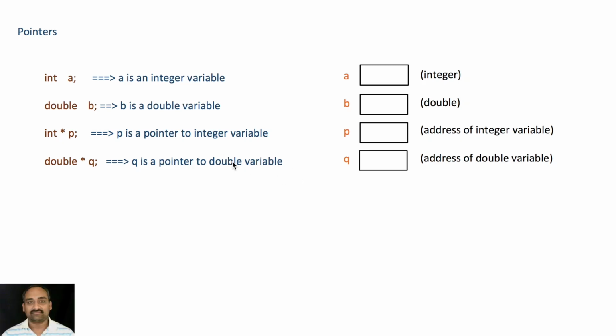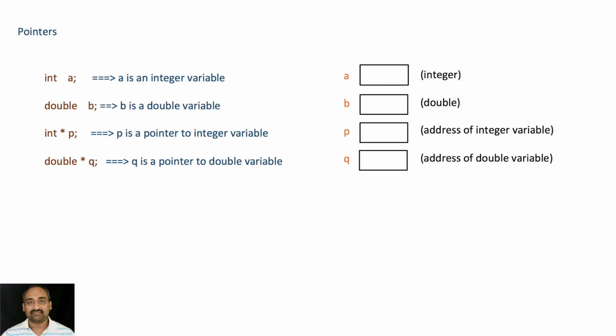So now we came to the most important topic, pointers. Now what is a pointer? People tend to find it difficult initially, but it is easy and straightforward if you understand it properly. So don't worry. So what is a pointer? A pointer is actually a variable which is capable of holding the address of another variable.